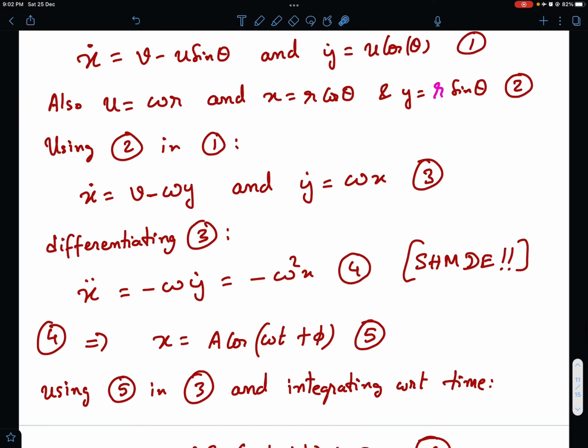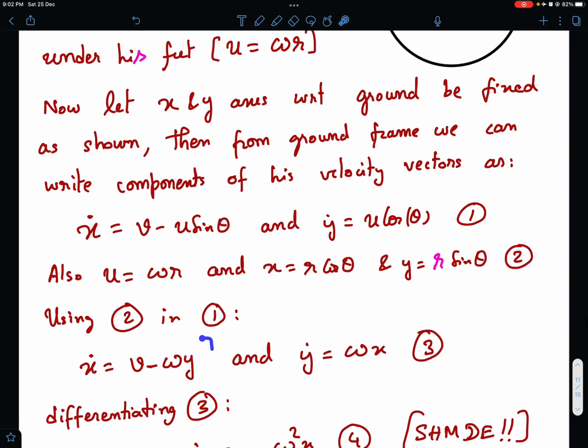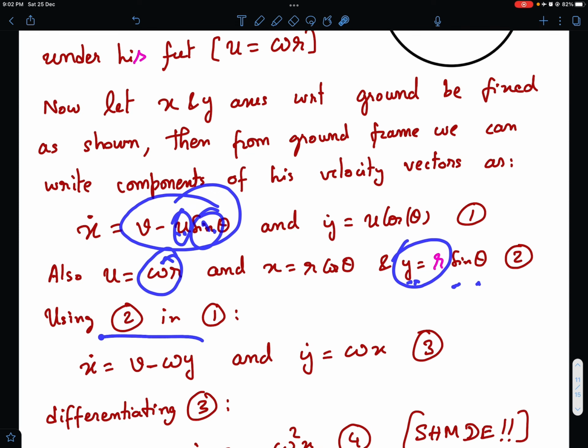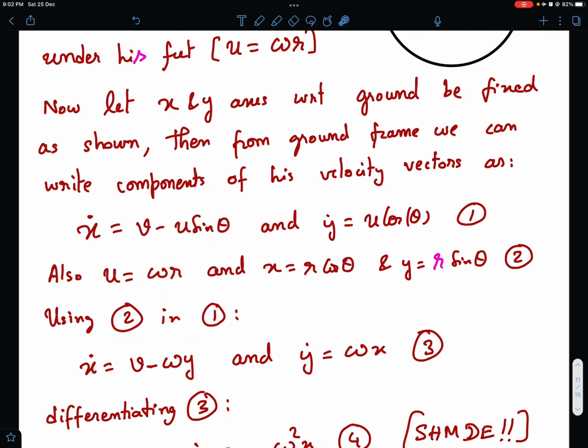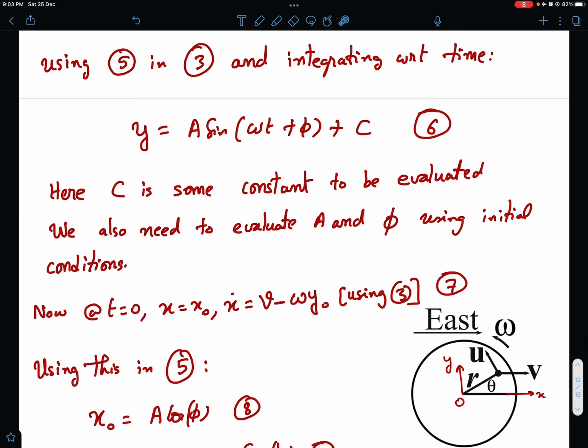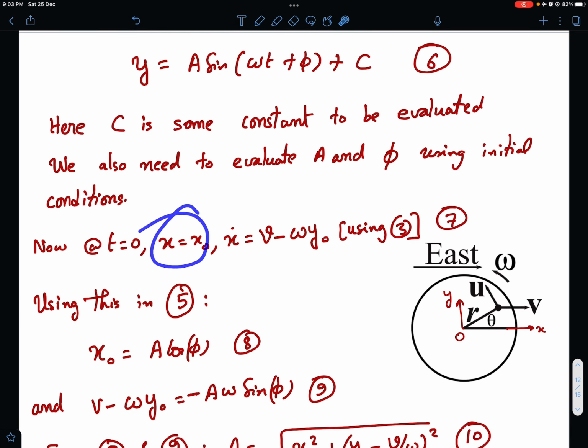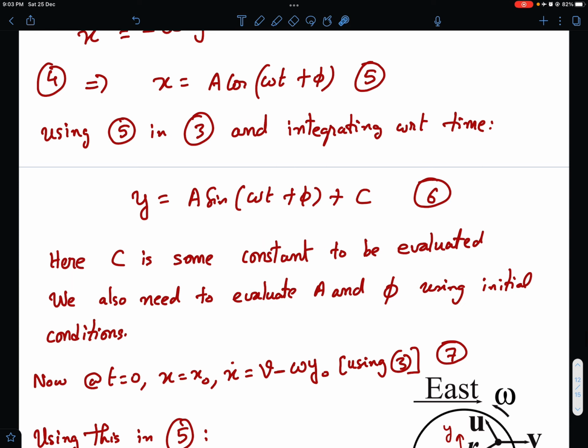So I've used equation 3, so let me show you equation 3. x dot is v minus omega y. How had we got that? I explained. I had x dot is v minus u sin theta, so sin theta I substituted as y by r, and u I substituted as omega r, and that's how I got x dot is v minus omega y, right? So at t equal to 0, y is y naught, so this becomes omega y naught. So that's what I've written. So at t equal to 0, x is x naught and x dot is v minus omega y naught. So I hope this initial condition is clear, and now I just need to put this in this equation.